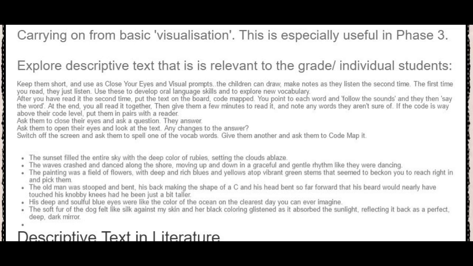Another one. The old man was stooped and bent, his back making the shape of a C, and his head bent so far forward that his beard would nearly have touched his knobby knees had he been just a bit taller. So we're really getting them to visualize that and then answer questions about it. So just do it at a much higher level. But it actually means that you're going to get that critical thinking, higher order thinking, at a much earlier age than when you're waiting for them to be able to read. We just bring it all in a lot earlier.